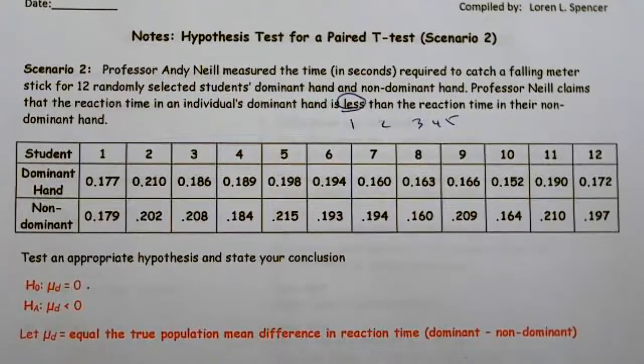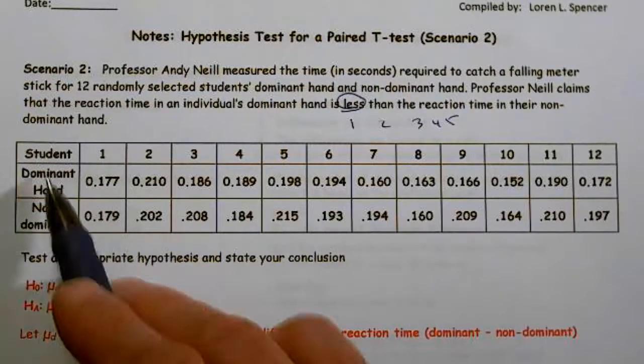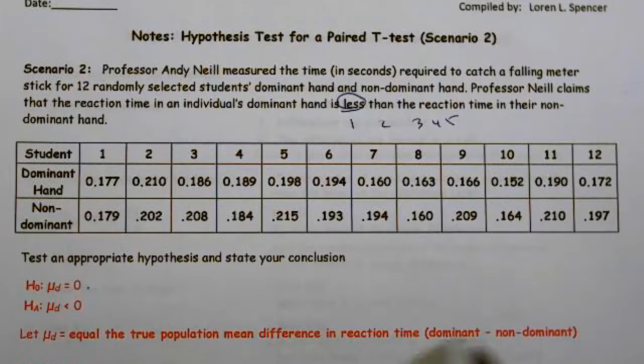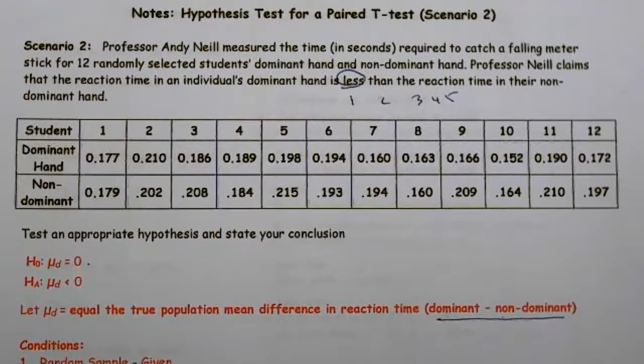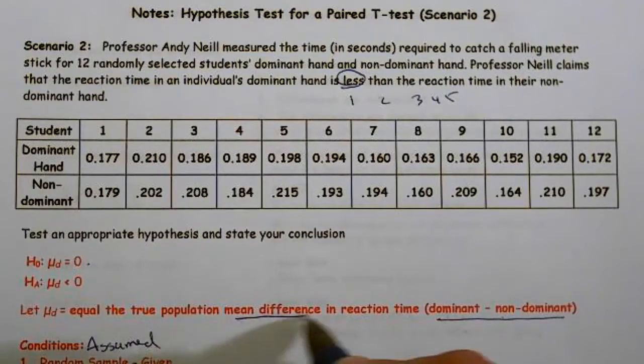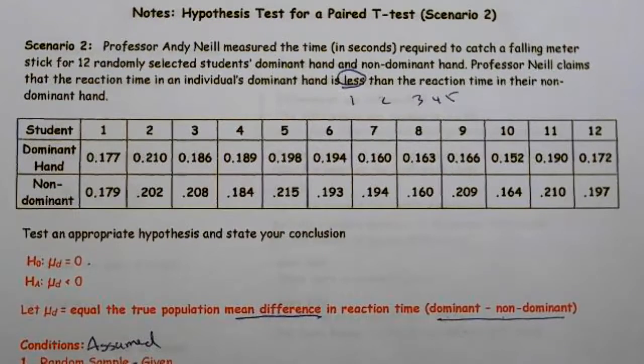So let mu-d equal the true population mean difference in reaction time. And we went dominant minus non-dominant because that's the way it was listed. We always have to include which order we're subtracting. And we're expecting it to be less than 0. All right, conditions, which is the next thing. Well, that's just assumed. We don't have to do anything about that other than write assumed. I should have said mean difference. We have to use that phrase, right? So mean difference, and we have to give the order that we subtracted.